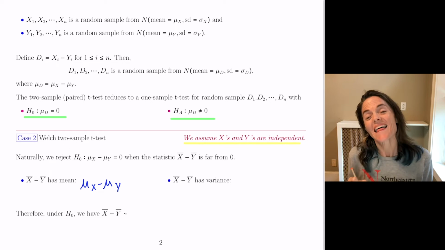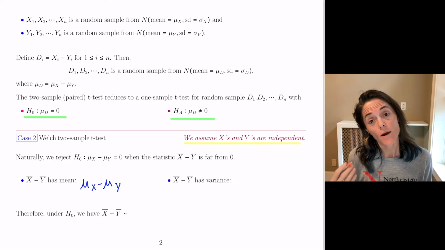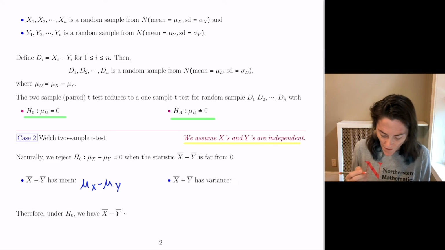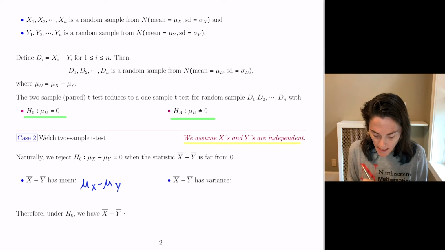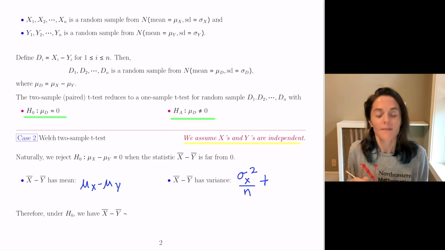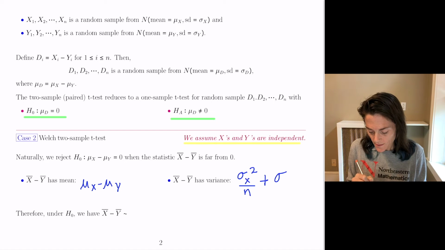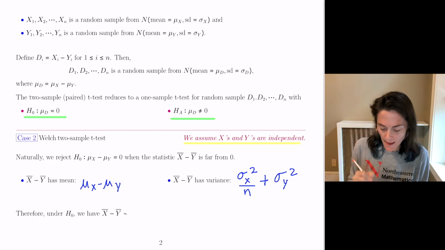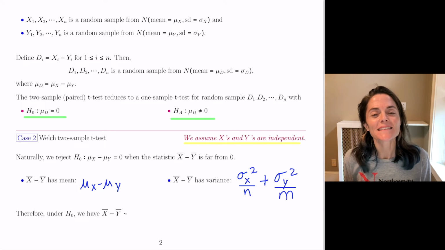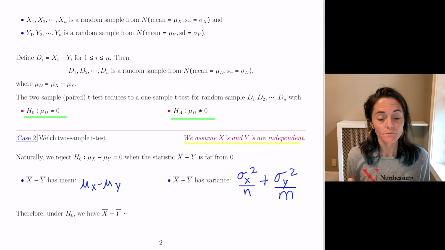We assume that the x's and the y's are independent. And this would give that the variance of x bar is sigma x squared over n, and the variance of y bar is sigma y squared over m. And because we are assuming independence, we can use properties of linear combinations.